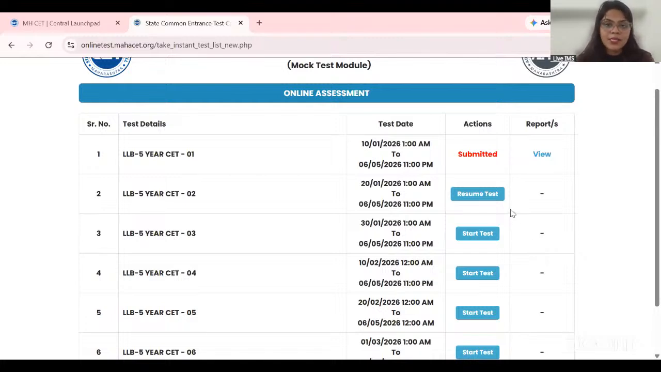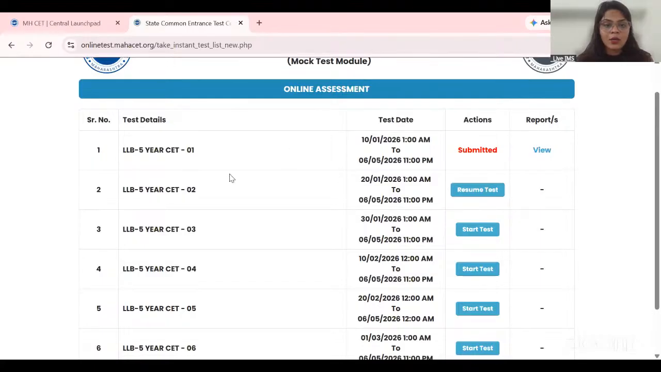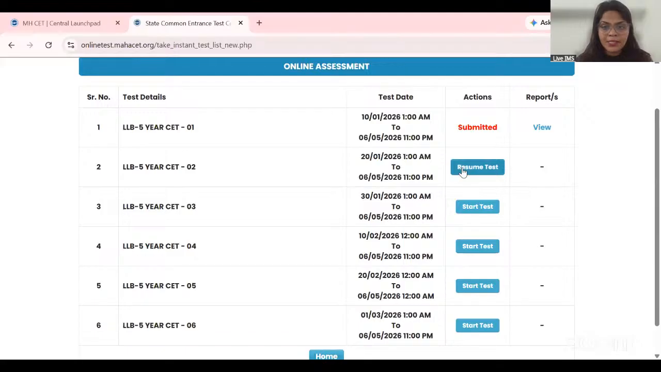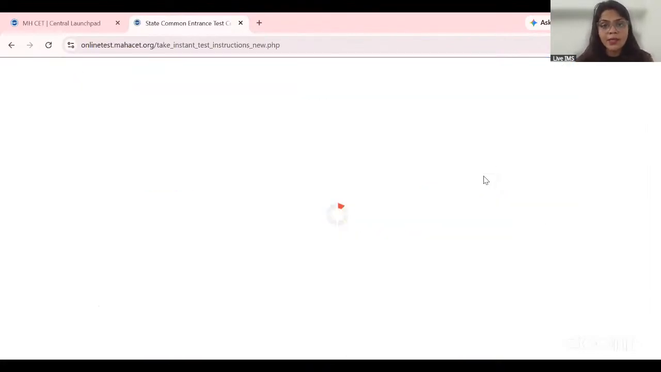So in today's session, we are going to start with the second test paper. Okay. Let's get started. Here I'll be discussing the legal reasoning part of it. So yes, let's go ahead with that. Because I have already opened this test, it is coming as the resume test button. But if you start it for the first time, it will come as the start test button. So I'll click on resume test here.